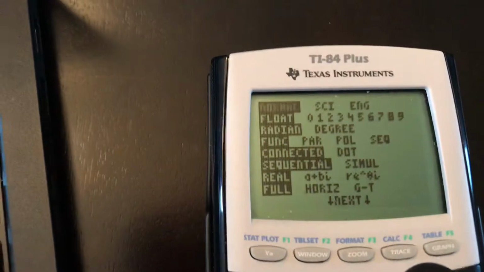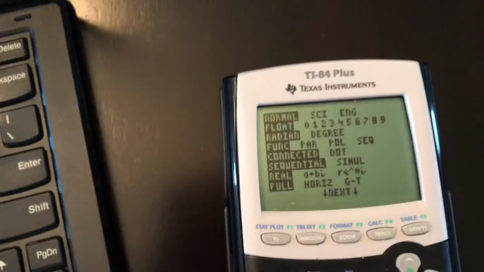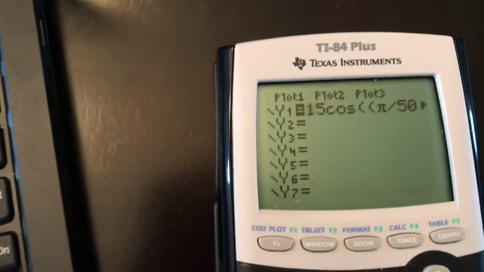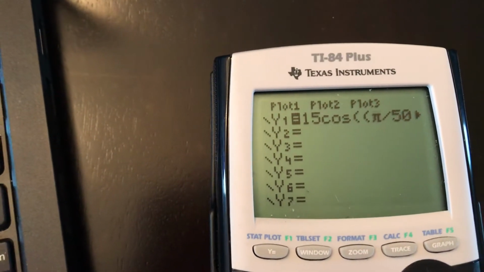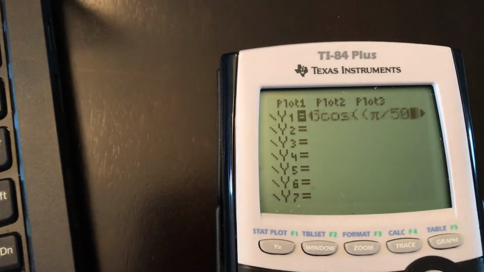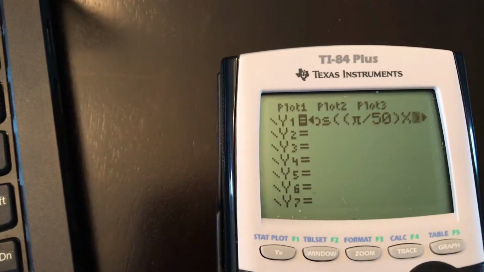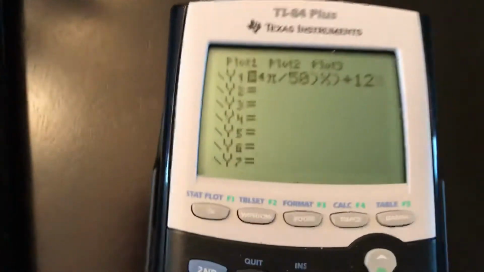So I thought we'd take a look at the calculator. Once again, make sure you're in radian mode here. It's always a good idea to check your graph and make sure that it actually is working correctly. So I put in the equation that we put together from the video. It's 15 cosine. You've got to have everything in parentheses here. So I've got the pi over 50 in its own set of parentheses, I've got the x variable after it, then I close the parentheses on the cosine, and then I add the 12 to shift the midline up to 12.